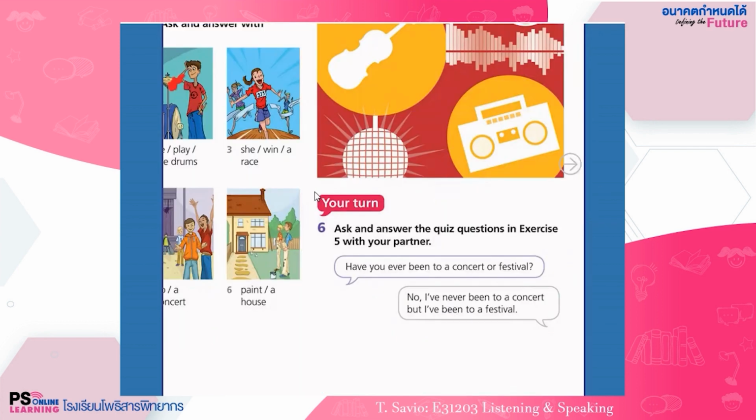Now let's move on to exercise 6, your turn. We will do this when we are back in the classroom, but in the meantime, we could think about answering the questions from the quiz. Ask and answer the quiz questions in exercise 5 with your partner. Have you ever been to a concert or festival? And your answer: No, I've never been to a concert, but I've been to a festival.